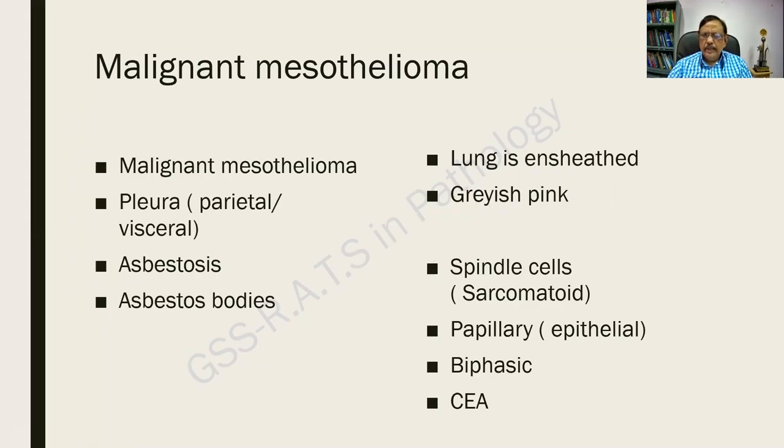And microscopically, we will be seeing two types of cells, namely spindle cells and epithelial cells. Spindle cells, that means they are elongated cells with tapering ends, and epithelial cells. That is why it is called a biphasic pattern. This can be an MCQ for you. A biphasic pattern is classically seen in mesothelioma. And the tumor marker can be carcinoembryonic antigen.